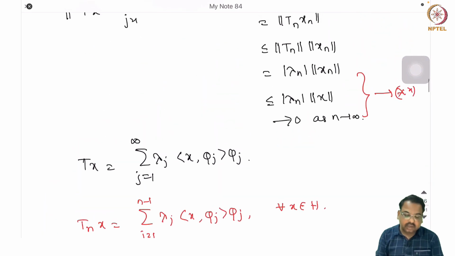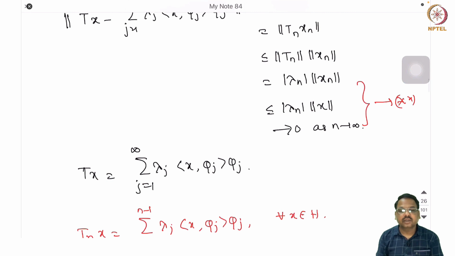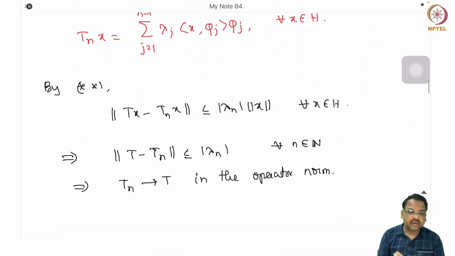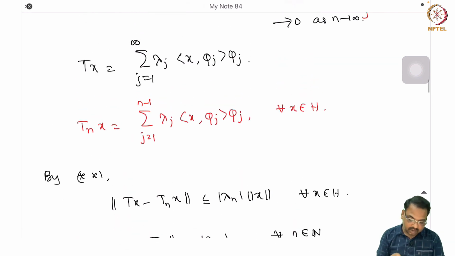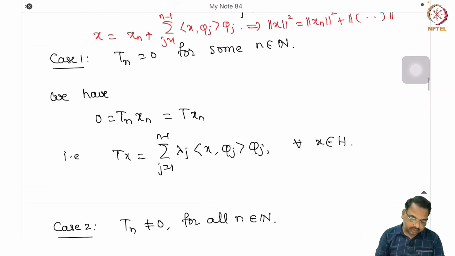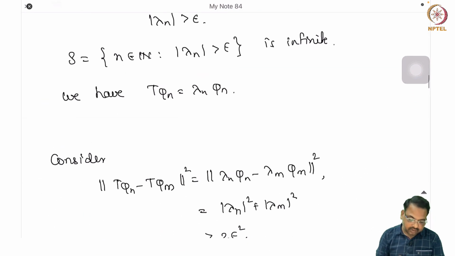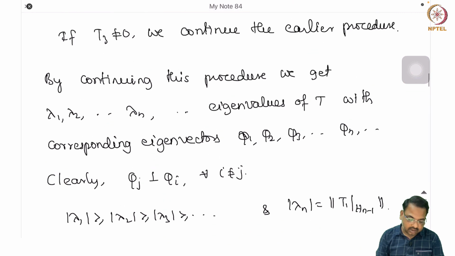That means the series of operators on the right hand side converges to T in the operator norm. So they are all finite rank operators, and they converge to T in the operator norm. We know that whenever T_n converges to T in the operator norm, if each T_n is compact, T must be compact. Anyway, we have assumed T to be compact, so we are approximating it by a sequence of finite rank operators. So this completes the proof of this result in all the cases.